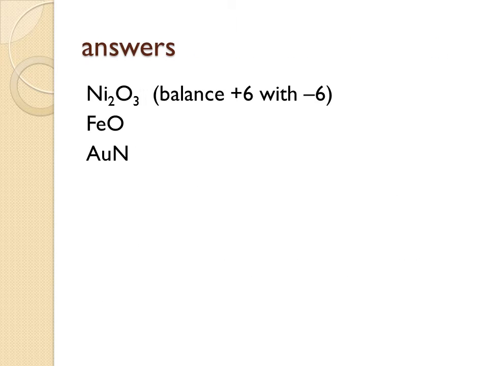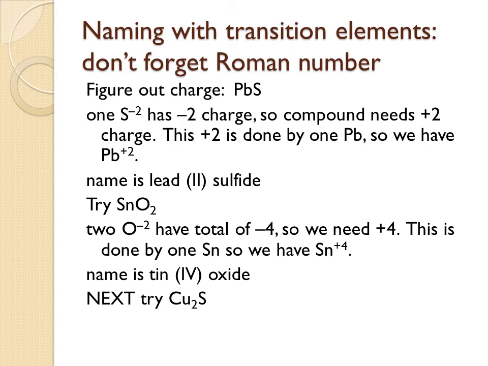Okay, so we'll give the answers to those. The nickel 3 oxide: 2 of the nickel 3 is a +6, and that would balance with 3 of the oxide to give a -6. FeO is the iron 2 oxide formula, and Au3N is the gold 3 nitride formula.